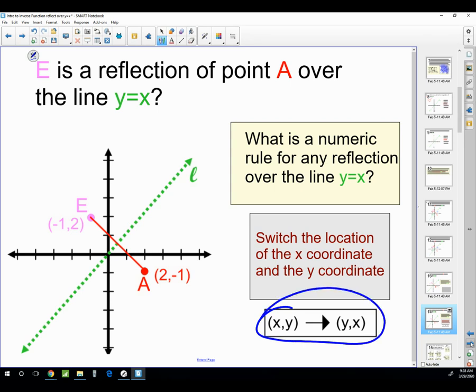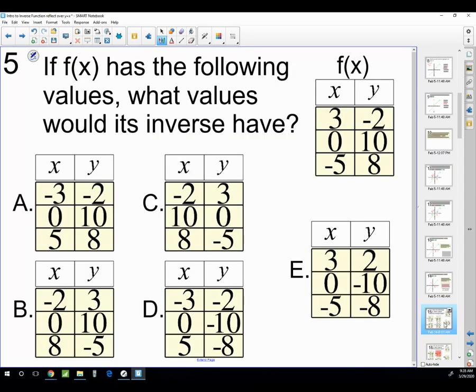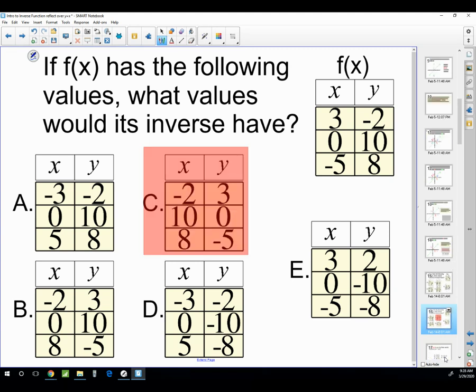I'm not really going to focus on that too much. I'm just saying it didn't highlight. It's okay. Let's move on. All right. So here's number 5. Pretty simple question. See if you can answer that. The answer is C. And it's simply the 3 and 2 switch place, the 10 and 0 switch place, the 8 and -5 switch place. Just switch X and Y, and that's the inverse.